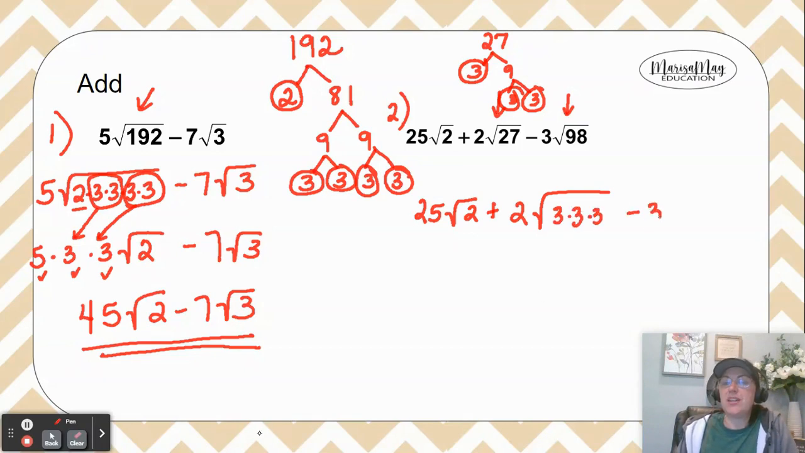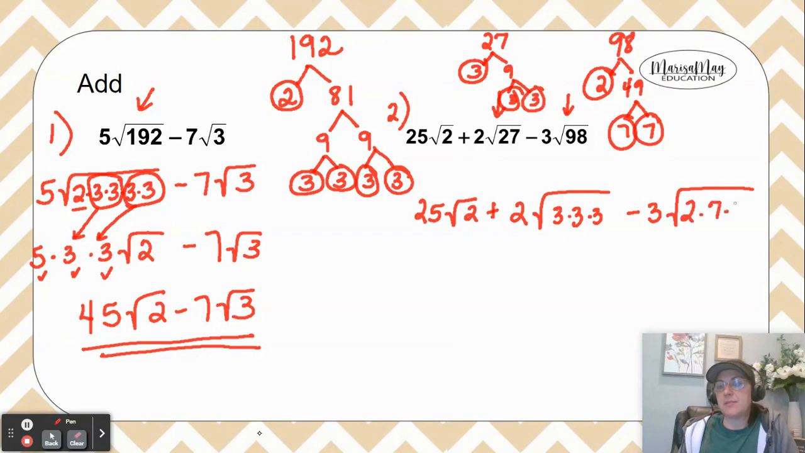Okay, let's do the 98 next. So I'm going to do 98 is 2 times 49. And then 49 is 7 times 7. And again, those are dead branches now. So the 98 becomes 2 times 7 times 7.